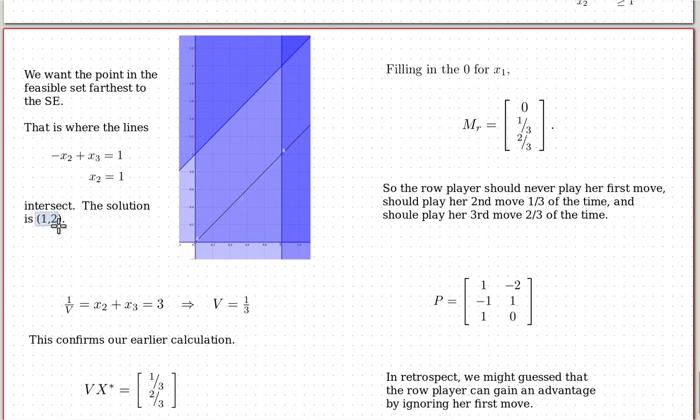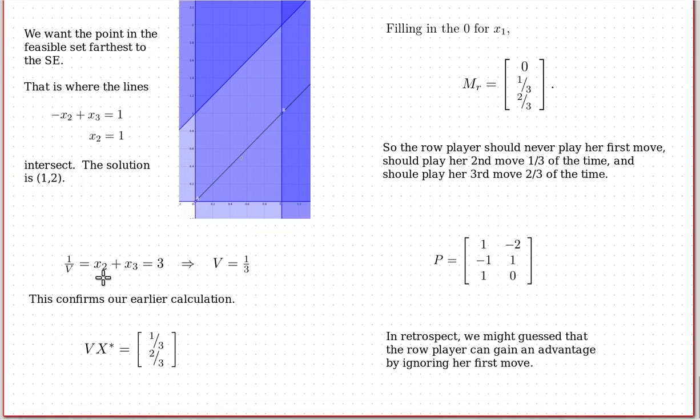So we find the solution. The solution is even simpler than the last one. It's just 1, 2. So x2 equals 1, x3 equals 2. The sum, x2 plus x3, is equal to 3, and remember that's going to be 1 over v, so therefore, once again, we get v equal to 1/3. That's reassuring. We got the same value for v that we got previously when we solved for the column player's best mix. Very encouraging to get the same result both times, as we should by the duality theorem.